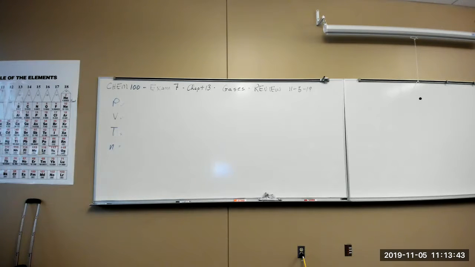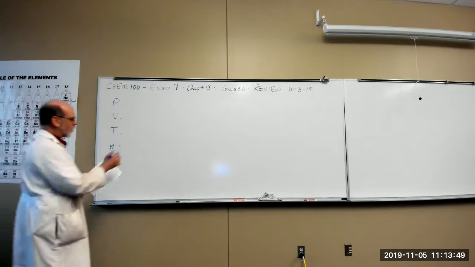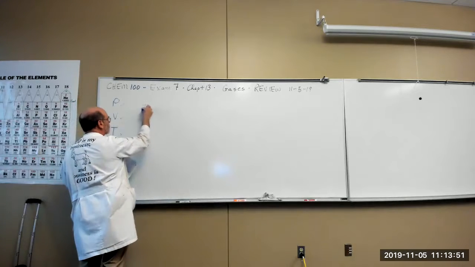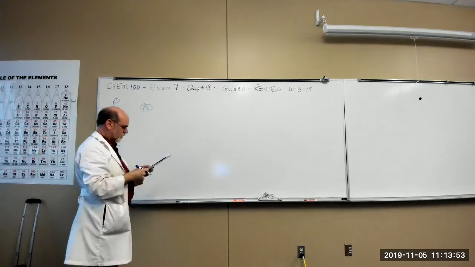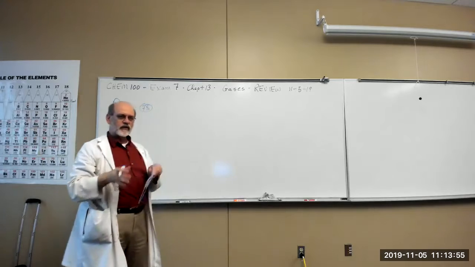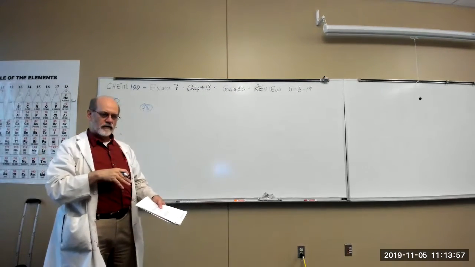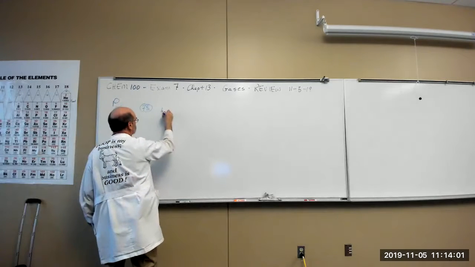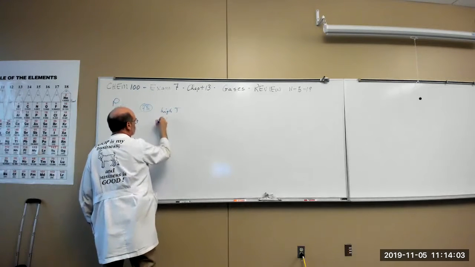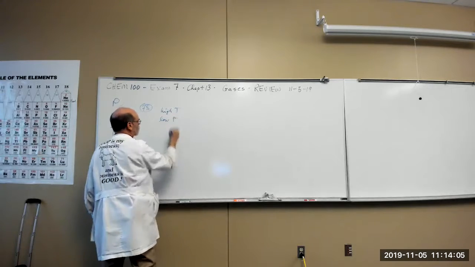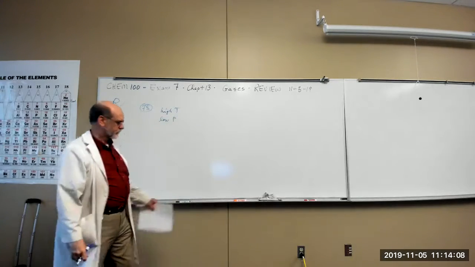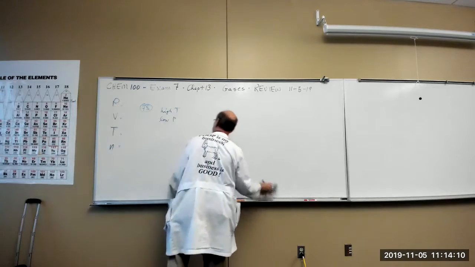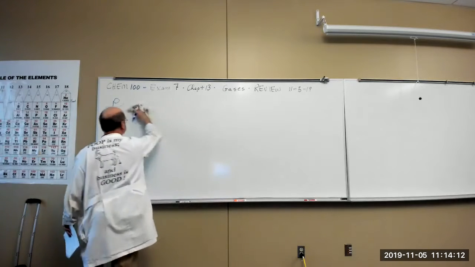Let's see, I did one before that. Yeah, I did 78, but we talked about 78 earlier. 78 was just answering the question, under what conditions is a real gas like an ideal gas? And that's under conditions of high temperature, low pressure. That's it. If you're going to memorize something, that's a good one to memorize.